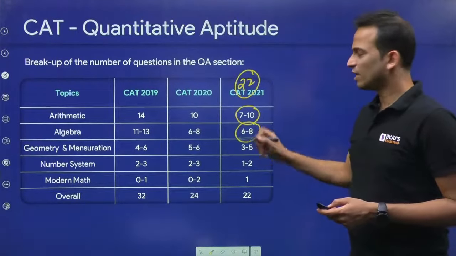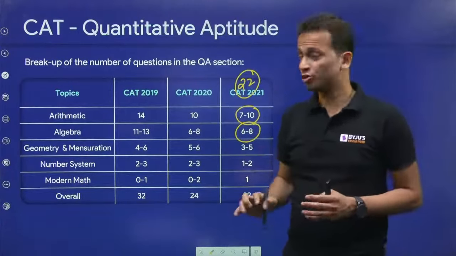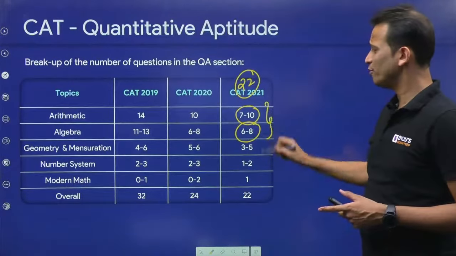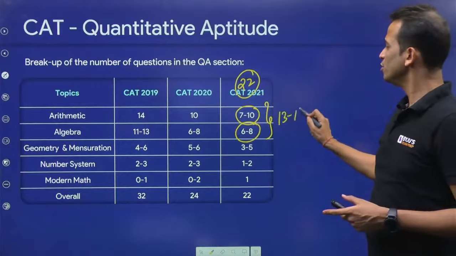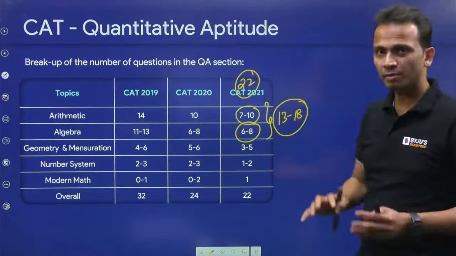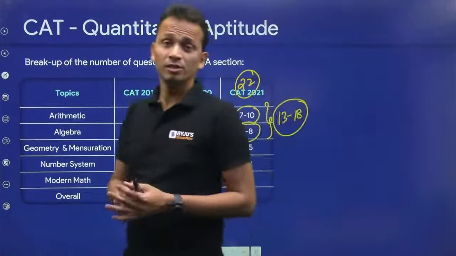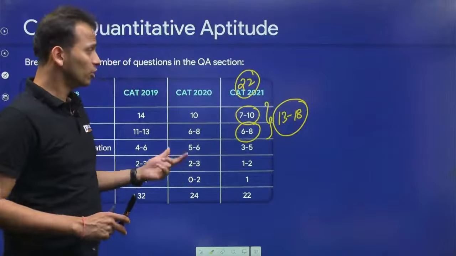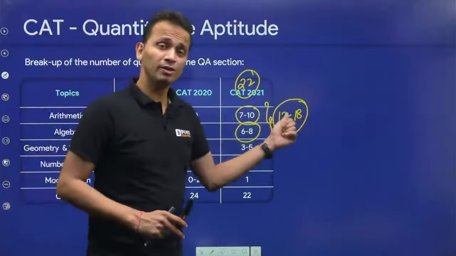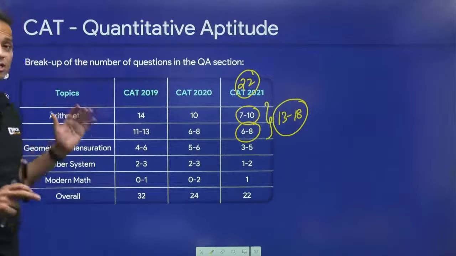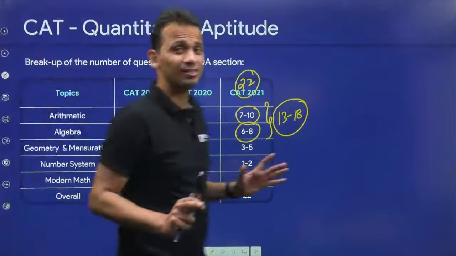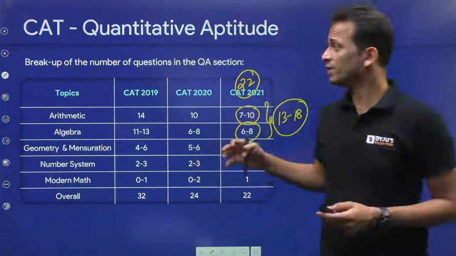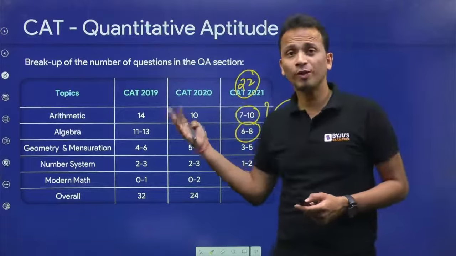Similarly, for algebra, there were 6 to 8 questions. So I can say that out of 22 questions, 13 to 18 questions, minimum 13, maximum 18 questions, since the CAT happened in 3 slots. So this is the range of questions that appeared from the arithmetic section. So arithmetic se hi 13 se 18 questions aaye the in the QA section out of 22 questions.